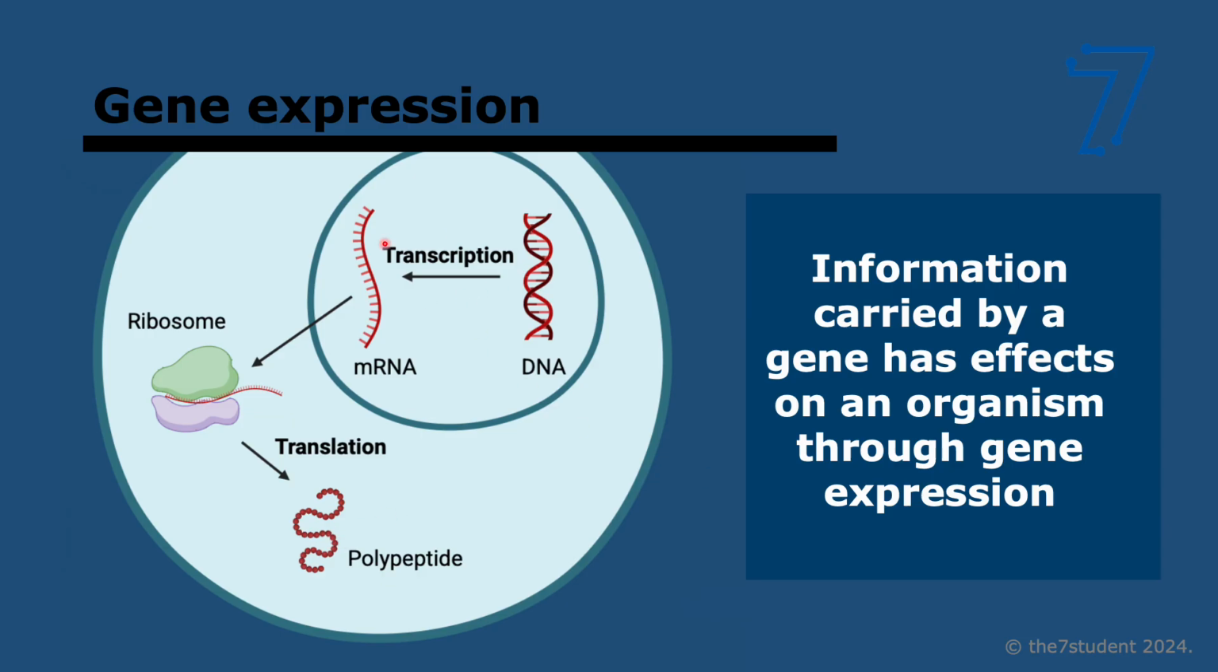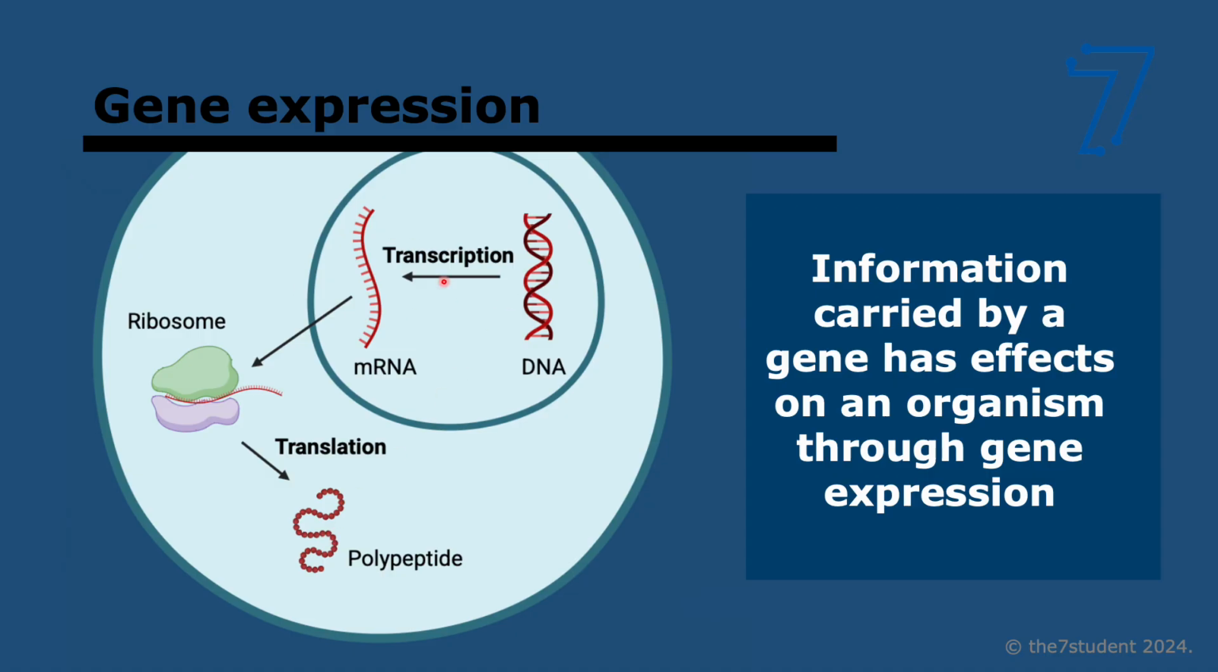So for that, we need transcription and translation, right? Transcription is turning DNA into mRNA, and then translation is taking the information from mRNA and turning it into an amino acid sequence or a polypeptide, which then folds into a protein, right? And that happens in the cytoplasm.